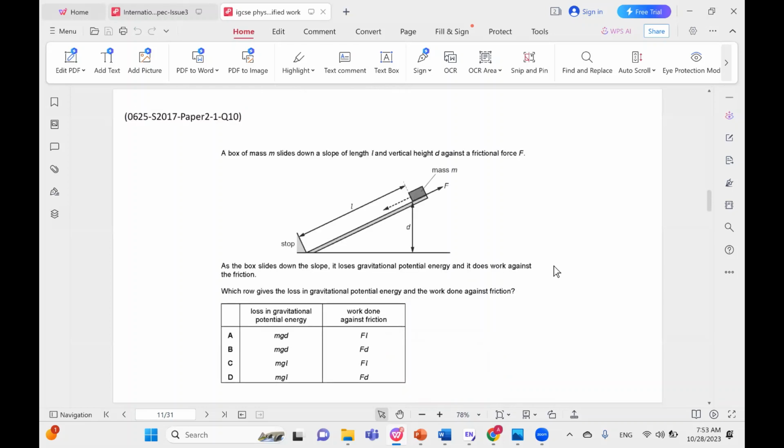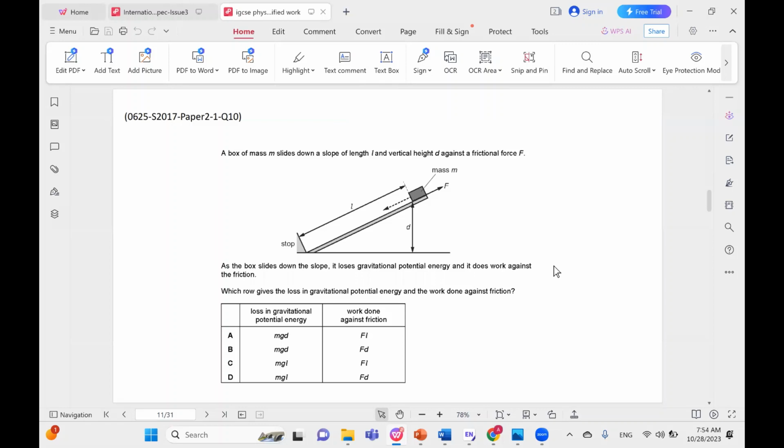A box of mass M slides down a slope of length L and vertical height D against a frictional force F. As the box slides down the slope, it loses gravitational potential energy and it does work against friction. Which row gives the loss in gravitational potential energy and the work done against friction? So they're testing 2 concepts here.